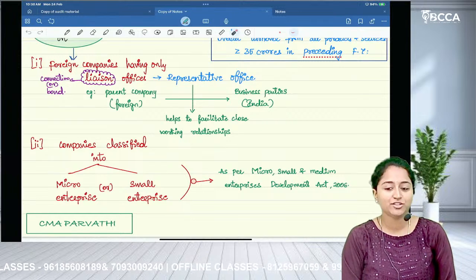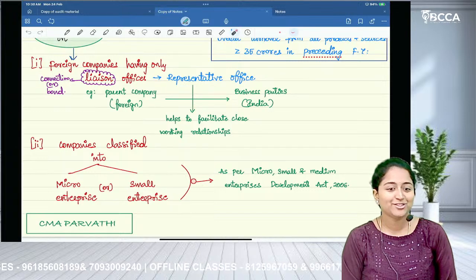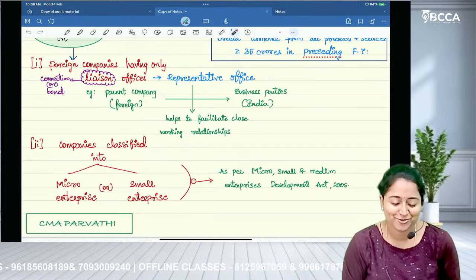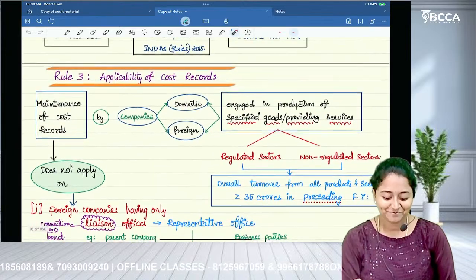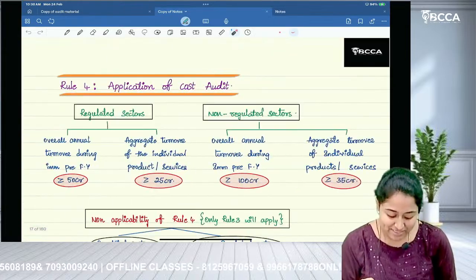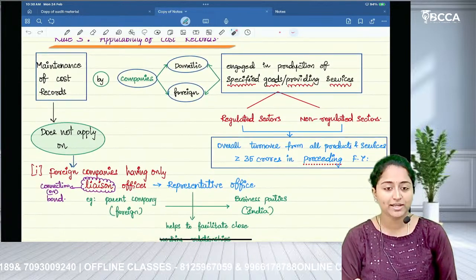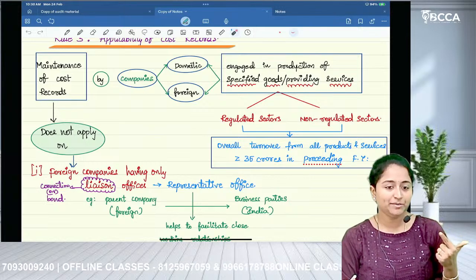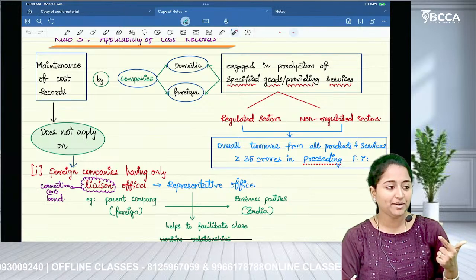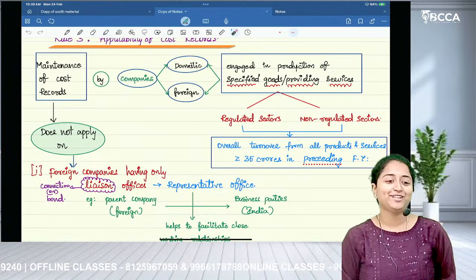This is given under which rule? Rule 3. Rule 3 is applicability of cost records. Clear with rule 3? Any doubts? The exception is important, the limit is important. How much is the limit? More than or equal to 35 crores.